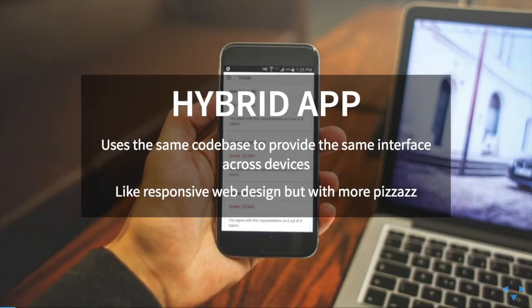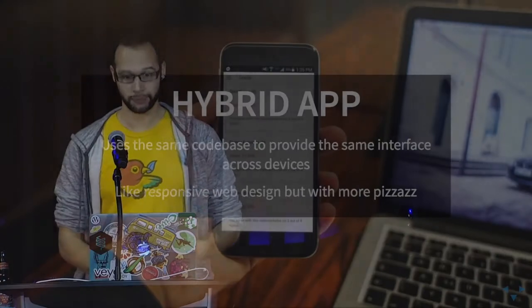A hybrid app is an application that lets you use the same code base across every single interface that your app's going to be on. So it's kind of like responsive web design, where you have the same code and it works well on a really wide screen and a tiny little phone screen, but this has more pizzazz to it. It's got functionality in it. And when I say interface, I'm not talking just about iOS and Android. This can be the same code that's going to run in a car or on your computer or in a smartwatch. It really works everywhere.